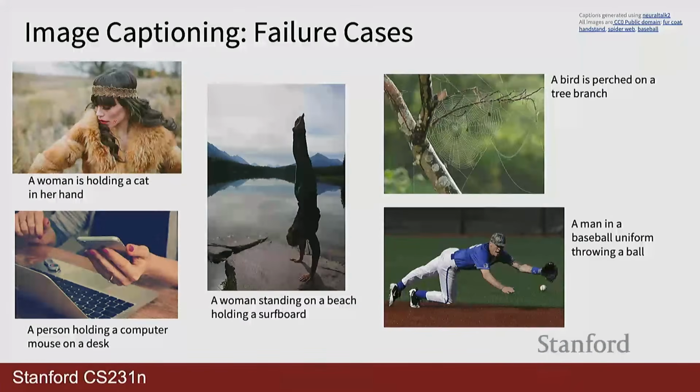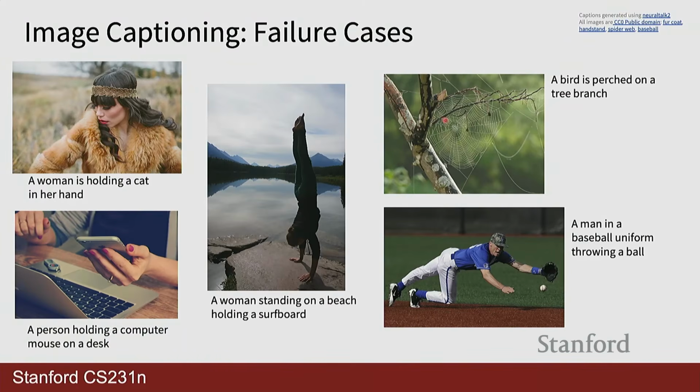Also, I guess they think the woman's holding a cat where she's just wearing some fur clothing. They see a beach, so they assume there's a surfboard. This type of hallucination, I would say, is still extremely common with vision language models today, where it'll think there are objects present that are commonly present in a given scene, but aren't in this particular scene that you're looking at.